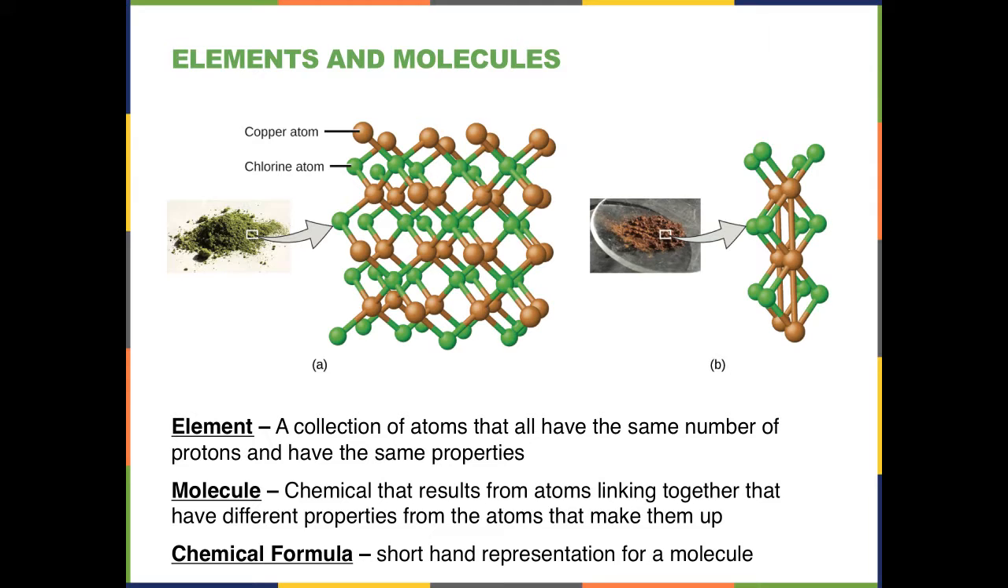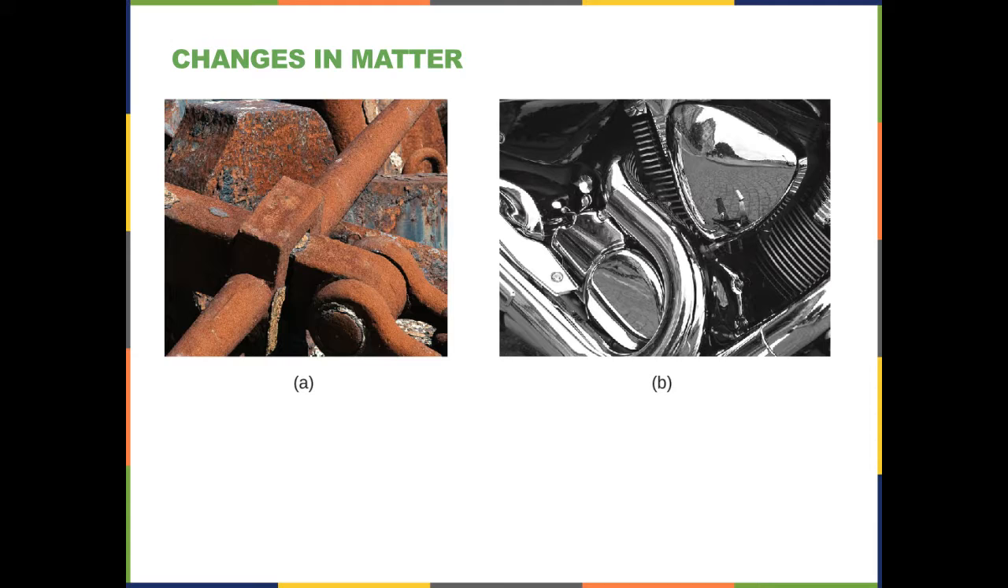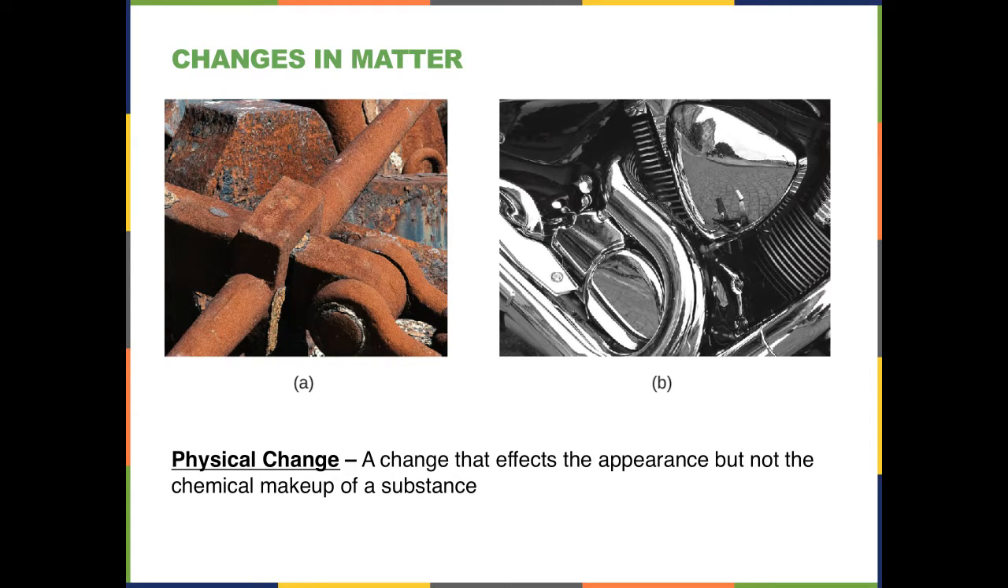Now, we've talked about matter, and we've talked about various parts of matter and how matter is put together. But now let's talk about changes in matter. Now there are two fundamental ways in which matter can change. One is called a physical change. A physical change is a change that affects the appearance of a substance, but generally does not affect its chemical properties or how it acts.